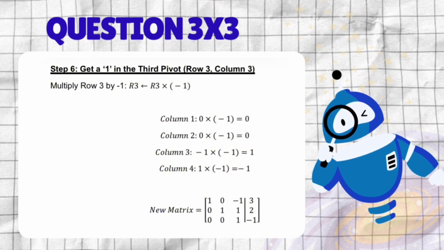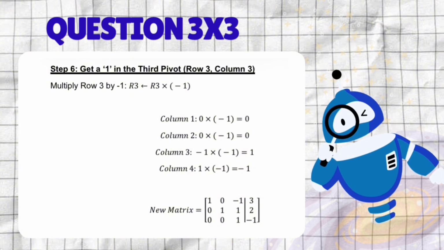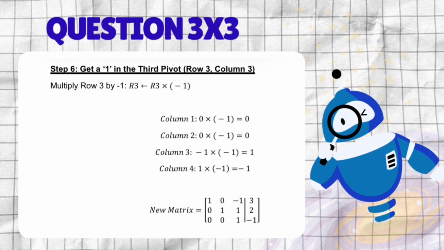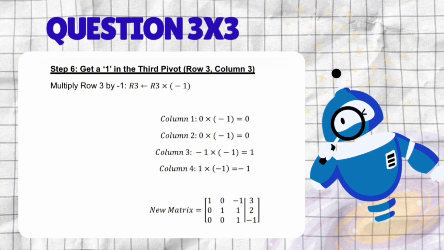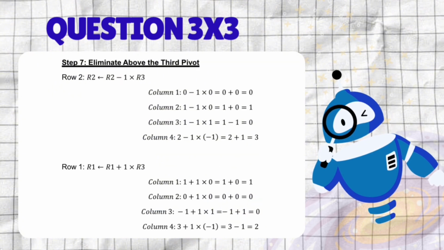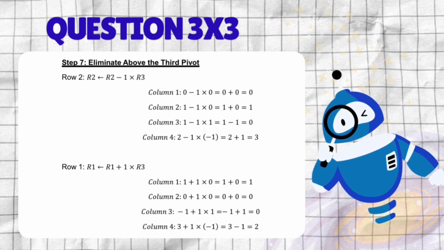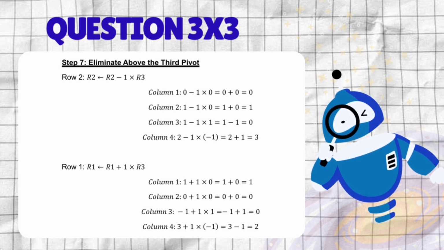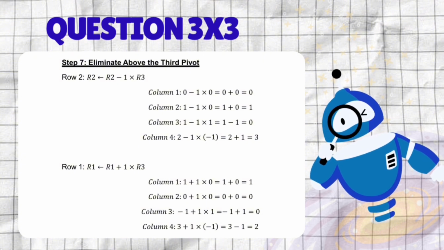Now, onto the third pivot, which is in row 3, column 3, and it's currently -1. So multiply the entire row 3 by -1, so the pivot becomes +1. Now we clear out the entries above the third pivot. Since row 2 has a 1 in column 3, we have to subtract row 3 from row 2. Since row 1 has negative 1 in column 3, we add row 3 to row 1.